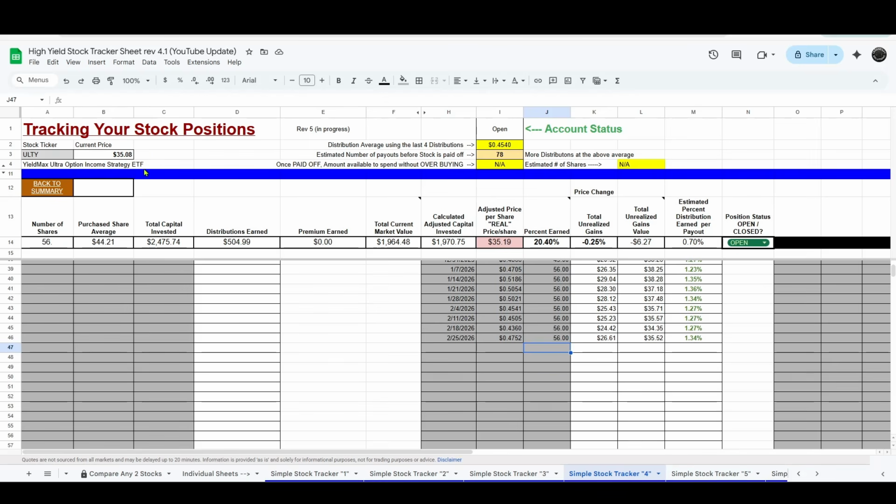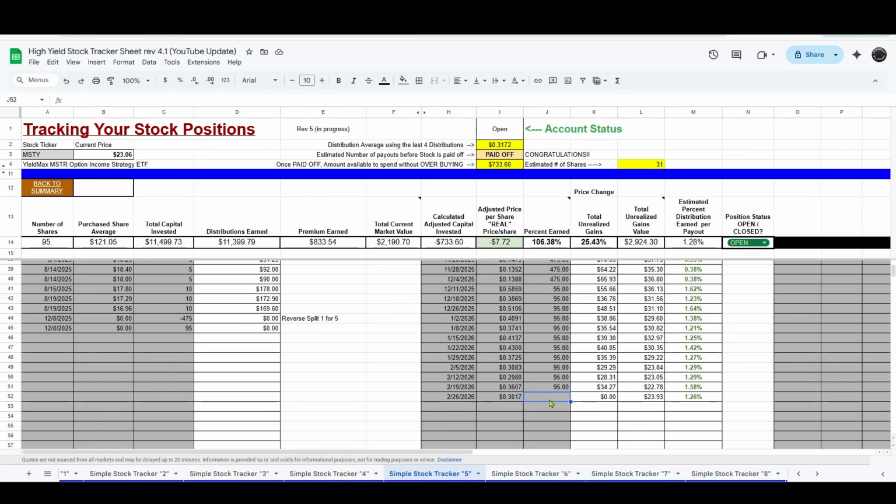We got really close. That current price being $35.08 means that if I were to sell my shares at that current price, I will take a loss, but it will be a small loss. It's only $6 loss right here. So this one, I am very close and I am still moving along with it. But if ULTY can start trading sideways and start moving up, then I eventually can get ahead of this one.